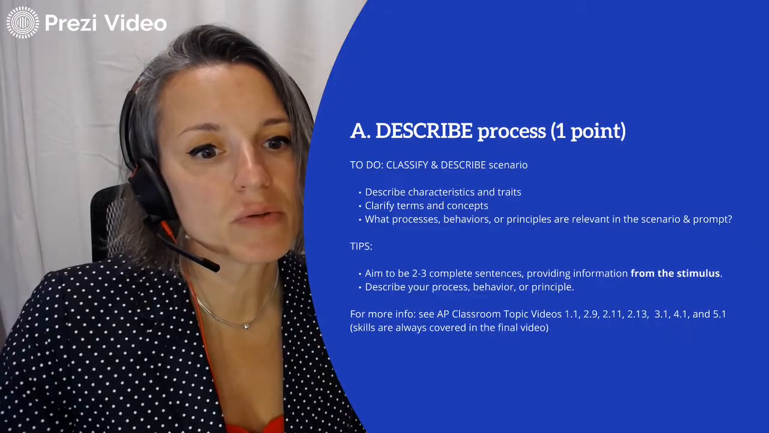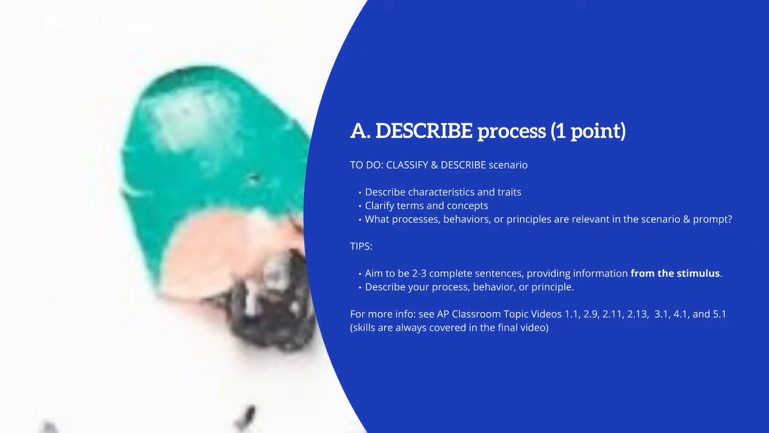So in our A point, we see here that we're going to be classifying and describing a scenario. So again, we're looking for characteristics and traits. We're looking to clarify terms and concepts that you might see embedded inside that stimulus somewhere, and then maybe even pulling out processes and behaviors that we're going to be developing later. You're going to aim to complete this in 2 to 3 sentences that are complete sentences in a labeled subsection that is labeled A, providing information from the stimulus when it is requested.